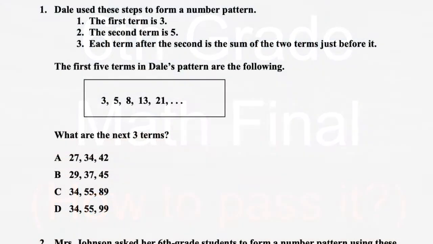Alright, number 1. They'll use these steps to form a pattern. The first term is 3, the second term is 5. Each term after the second is the sum of the two terms just before it. The first 5 terms in Dale's pattern are the following: 3, 5, 8, 13, 21.